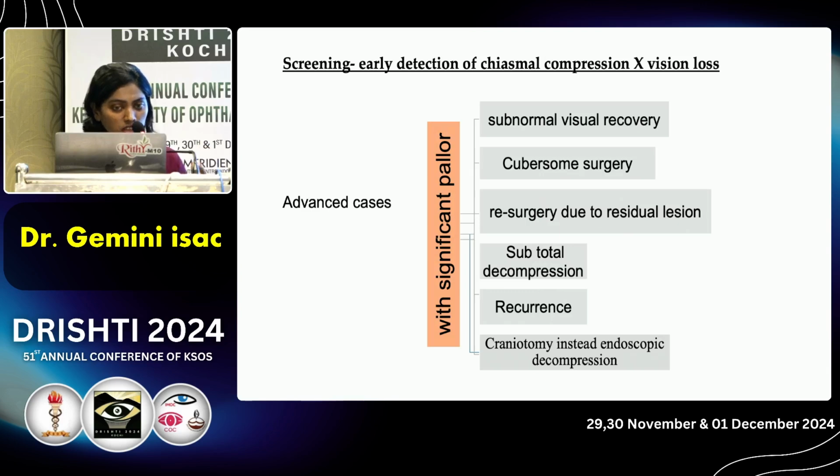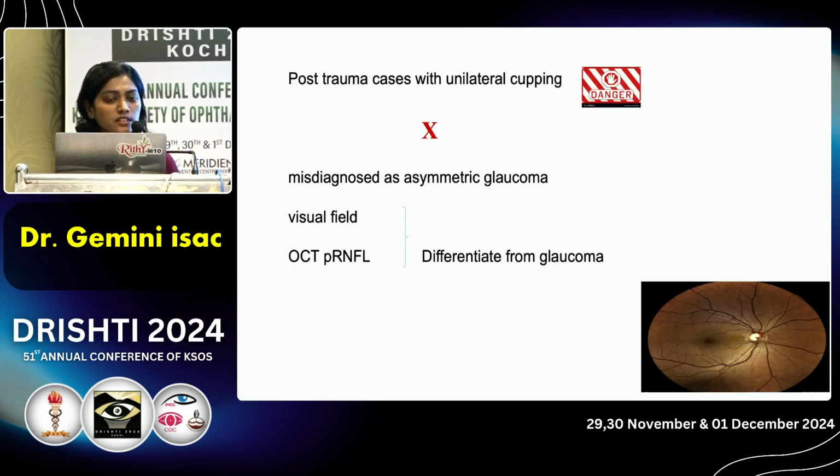Though screening gives prevent vision loss by detecting early compressive optic neuropathy. Then what will happen if pallor is more than cupping? A late stage detection will lead to subnormal vision recovery, post-op, cumbersome surgery, resurgery due to residual lesion, subtotal decompression, recurrence, and craniotomy. You know the preferred route is the endoscopic approach. We won't be able to approach that if the size of the lesion goes up.